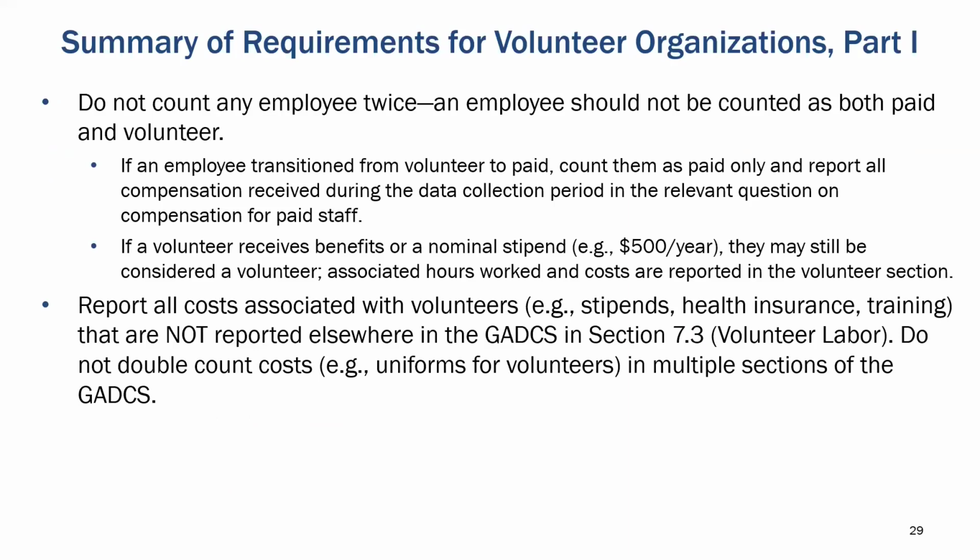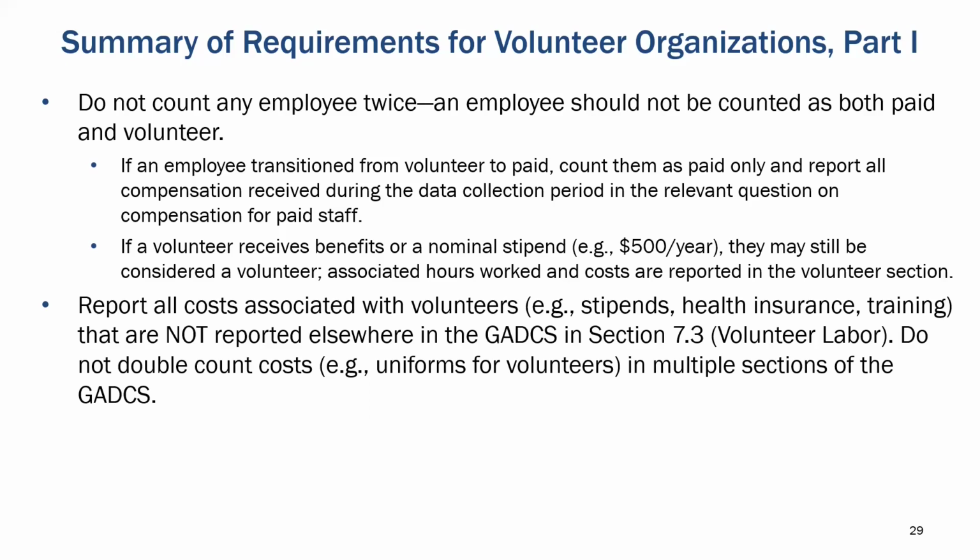Now that we've walked through all the relevant sections of the instrument, we will give a summary of requirements for volunteer organizations. First, and this is true of both paid and volunteer staff, do not count any employee twice across the various staffing categories. More specifically, an employee should not be counted as both paid and volunteer. If an employee transitioned from volunteer to paid, count them as paid and count all of their hours worked and compensation for the data collection period in the relevant paid category.